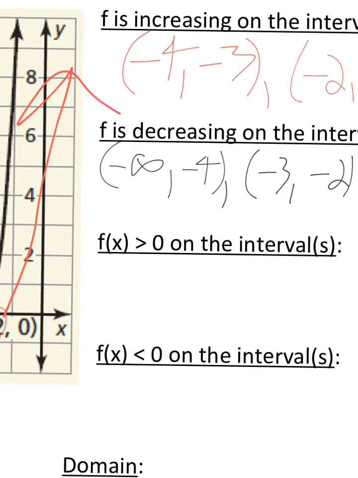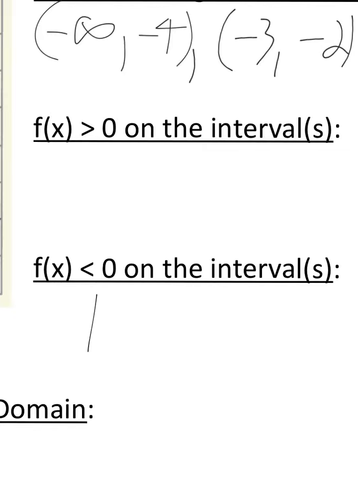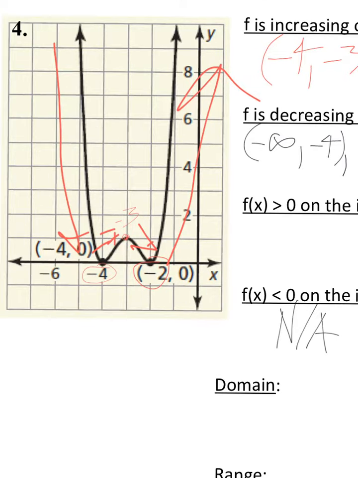But it never goes below 0. So I'm just going to put an NA there. And then we'll just focus on writing the greater than 0 answer. So when it's greater than 0, it's everywhere where it's not touching the 0, because it doesn't say greater than or equal to, it just says greater than.